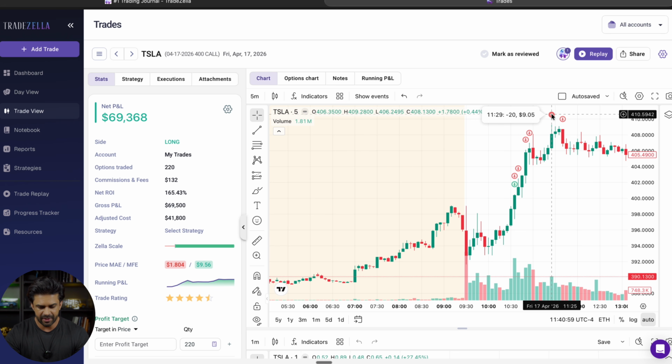Then at the peak, the premiums went to $9.05 and $9.50 was the highest that these premiums actually went to during the time that we were in this trade. Then we had our stop loss. We had increased it to 406 or 407. And once we closed below that, this is where we closed the final position. And that gave us a net return of 165%.